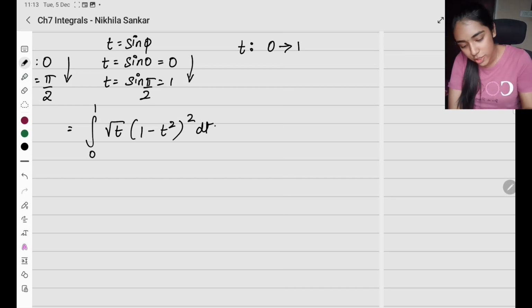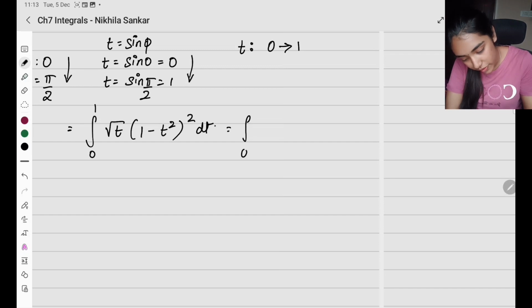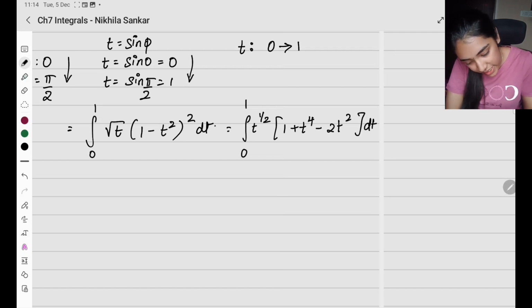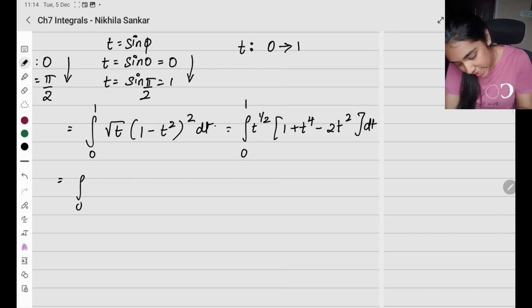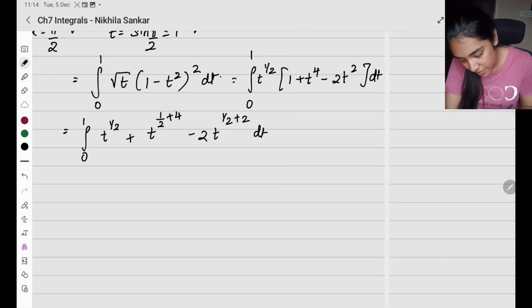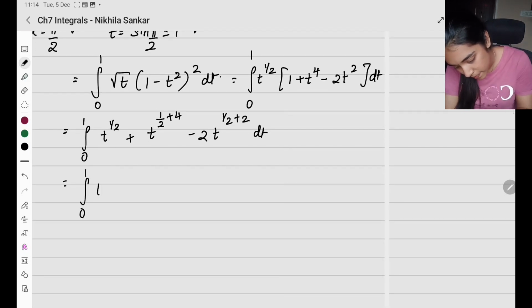Okay. Now I need to open the a minus b the whole square and multiply the square root of t inside. So I have t to the power half. Opening this, I have a square plus b square minus 2ab times dt. Now when I multiply the t to the power half inside, I have 0 to 1, t to the power half plus t to the power half plus 4 minus 2 times t to the power half plus 2 times dt.